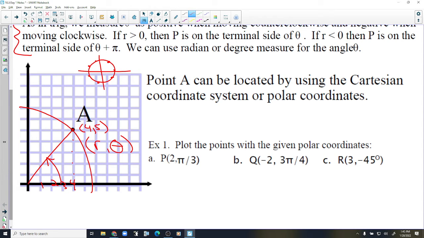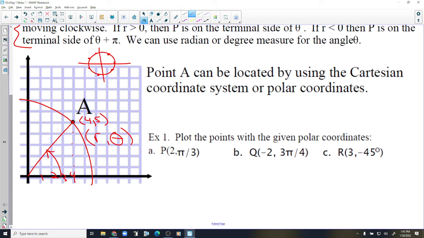So plot the points with the given polar coordinates. 2 and pi over 3. So 1, 2, and pi over 3. That's about, let's say, right there. Next, negative 2 and 3 pi over 4. We go along 3 pi over 4, but in the opposite direction. So we're on a radius of 2, for sure. There's negative 2, but 3 pi over 4. 1, 2, there's 3 pi over 4, but instead of going up here to 2, we go back the other way in the opposite direction. So there's negative 2, 3 pi over 4, opposite direction.